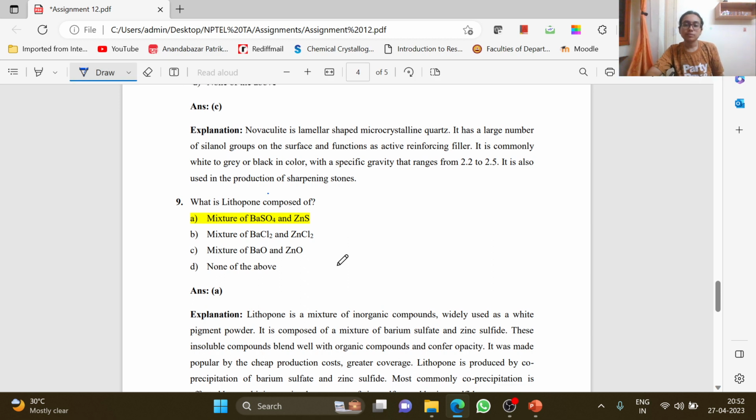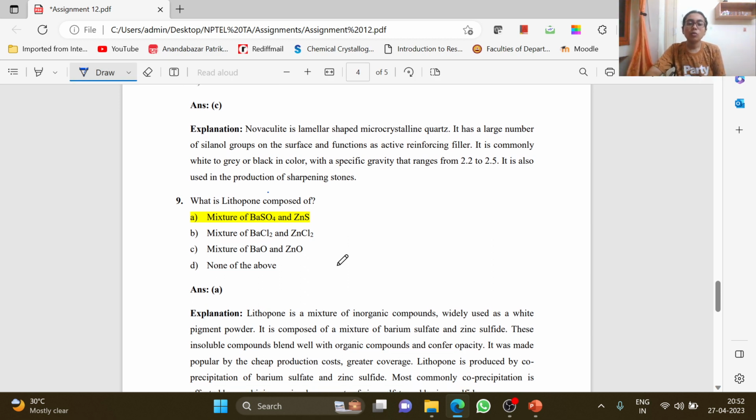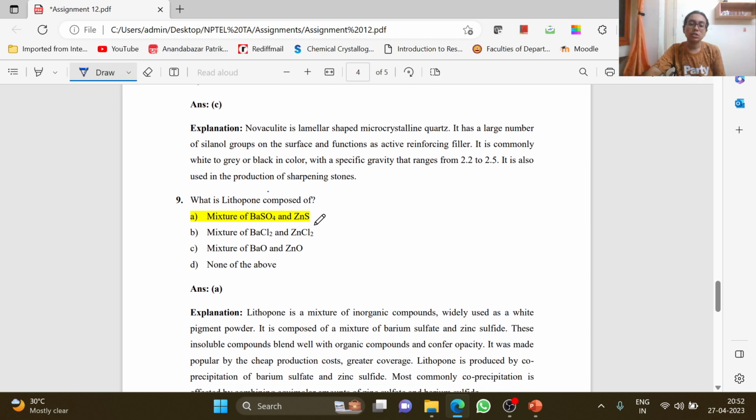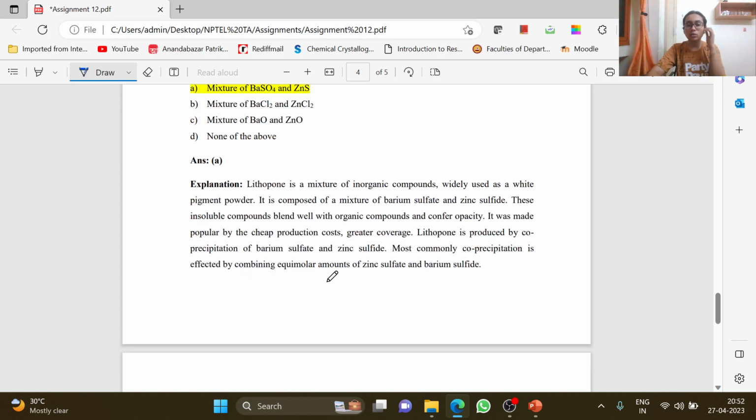Okay. Then what is the composition of lithopone? This question, lithopone, we have also discussed in some previous class. It is actually a mixture of barium sulfate and zinc sulfide. Lithopone is a mixture of inorganic compounds widely used as a white pigment powder. It is an insoluble blend that confers opacity. It was made popular by its cheap production cost and greater coverage.